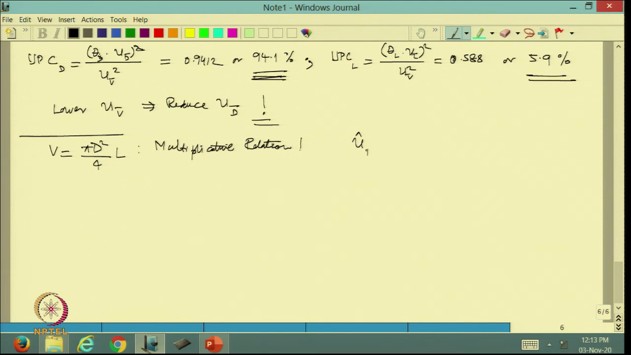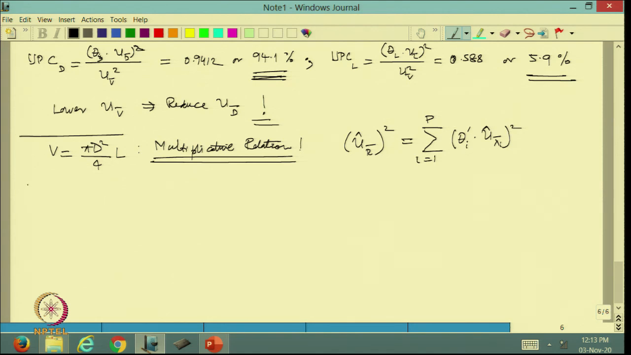u hat r bar square, that means the relative standard uncertainty in the result, is a summation of theta i hat into u hat x i bar, squared, for all the parameters in the result. And when we do it for a multiplicative relation, we saw that this expression becomes very elegant, with theta i prime being replaced just by the exponents.